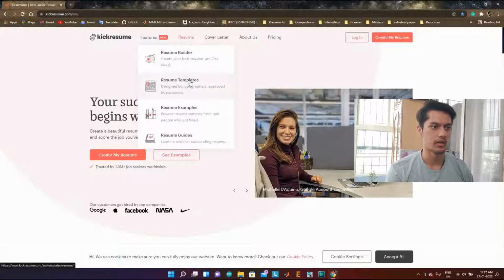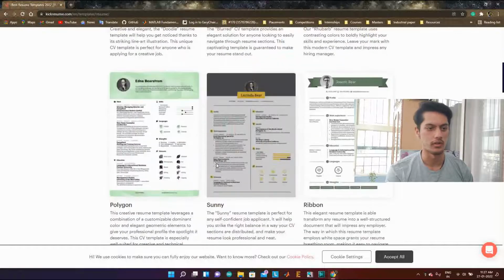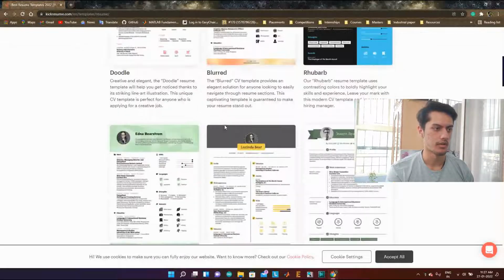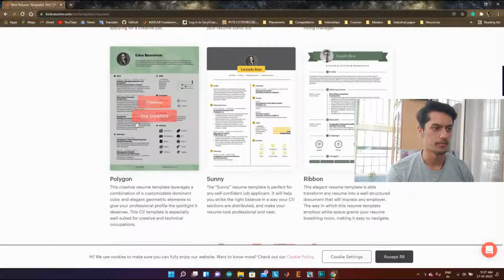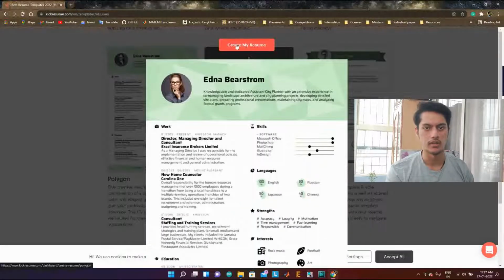Now when I go to resume and click on resume templates, you'll have a ton of templates here: Doodle, Blurred, Polygon, Sunny Ribbon. You can choose any of these templates. Say for example, I choose Polygon. You can just preview it, see how it looks, and if you like it, you can create my resume. Click on this button right here and create your resume.